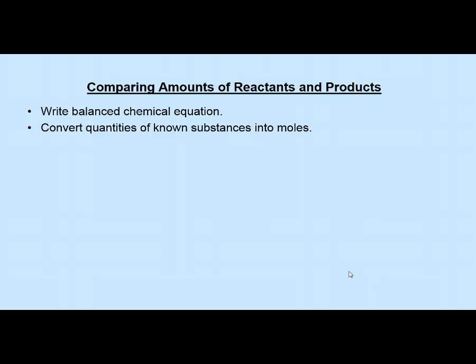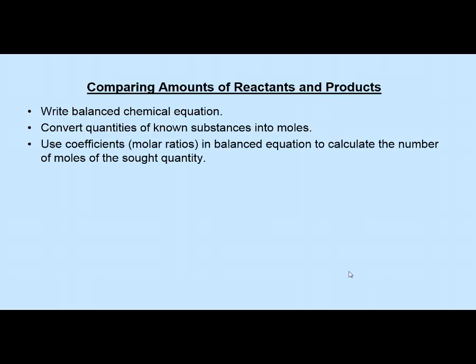So once I can convert from the amount of a substance to its number of moles, we can relate that to the balanced equation. We look at the coefficients in my balanced equation. My stoichiometric ratios or molar ratios can be found by comparing one coefficient to another coefficient in the balanced reaction. Once I do that, I can calculate the number of moles of the sought quantity of either another reactant or a product.